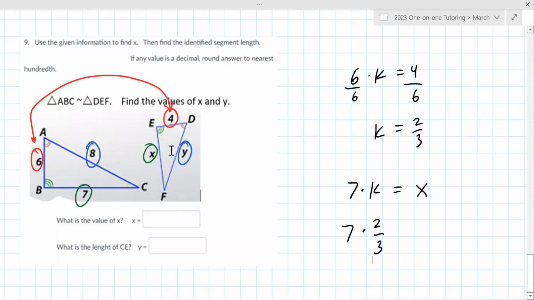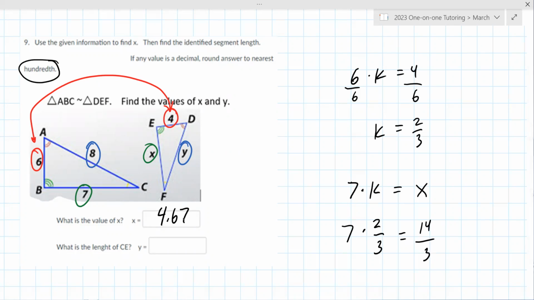Is that okay? Yeah. So it ends up being a fraction, 14 over 3. You can go to your calculator. It says to round to the nearest hundredth, so 2 decimal places. So it looks like that would be 4.67 maybe. I think so. Yeah. All right.